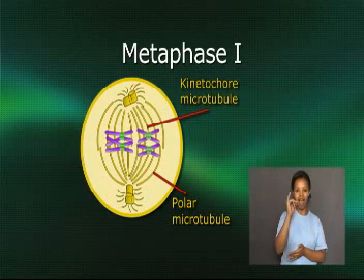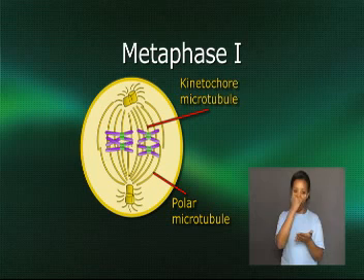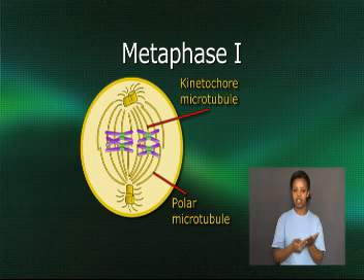Metaphase I describes the process of homologous pairs aligning along an equatorial plane that bisects the spindle. The chromosomes are independently sorted because of the random orientation of each bivalent with respect to each other.